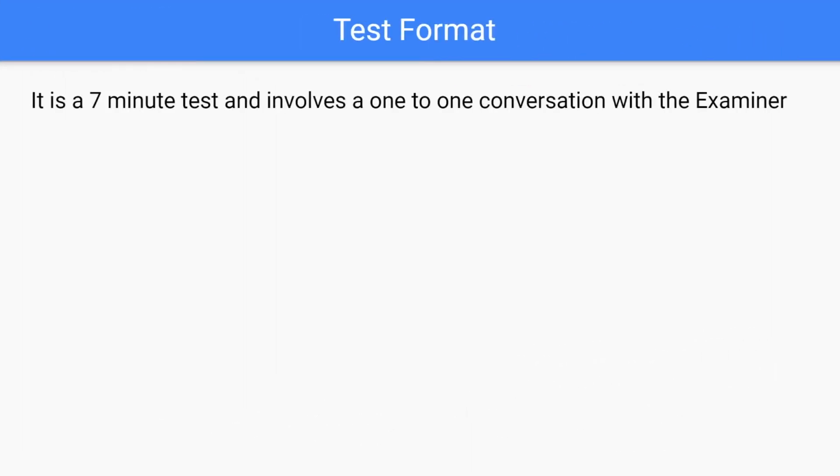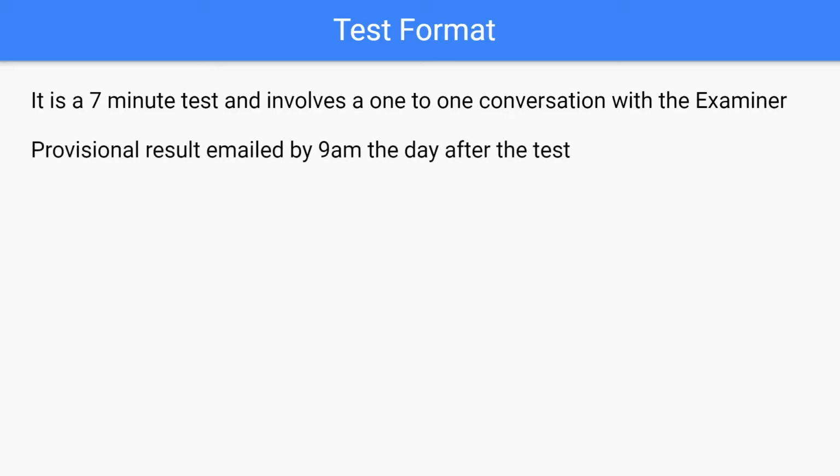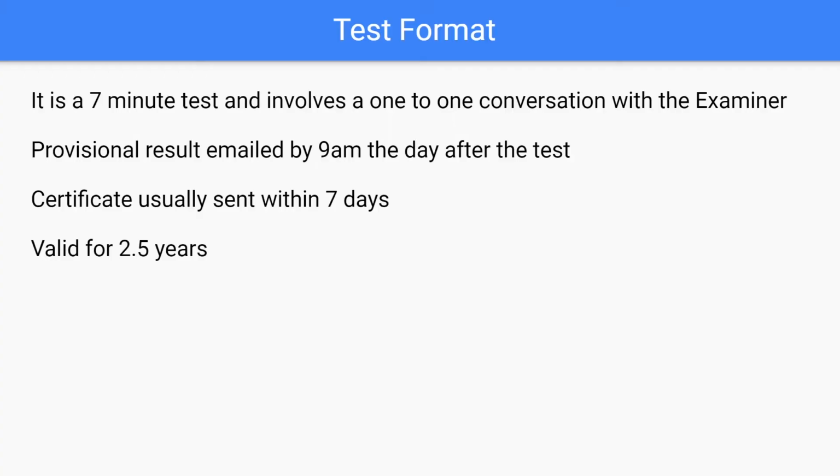It is a 7-minute test and involves a one-to-one conversation with the examiner. As I said before, it is just a speaking and listening test, so it's just a conversation. Provisional result is emailed by 9 AM the day after the test. This means if you're given the test today, then by tomorrow 9 AM, you would be emailed the provisional result. Provisional result means whether you've passed or failed. You'd be informed. The certificate is usually sent within 7 days, meaning you'd have to wait 7 days at least for the certificate. This test, as I said before, is valid for 2.5 years, just like the A1 test.